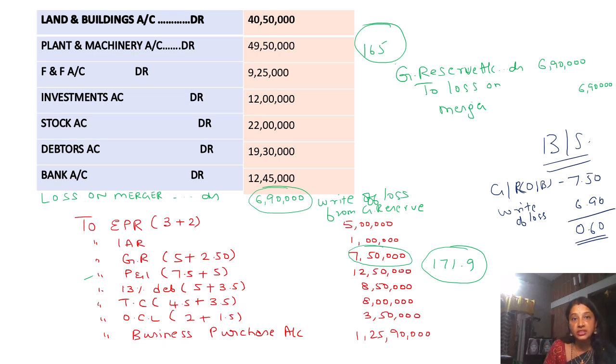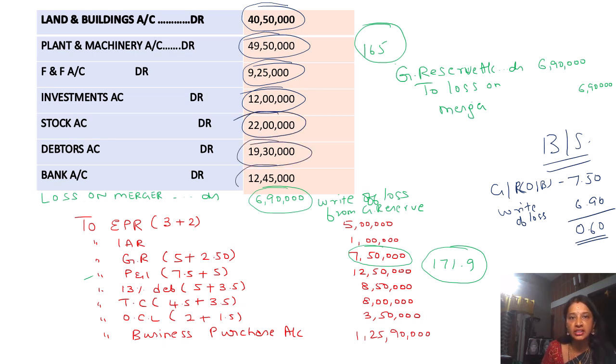Now all these things will appear in the balance sheet. You will show land and buildings at so much price. Take a screenshot of this. When I do the balance sheet, you should know where you got this amount from. Plant and machinery 49,50,000. Furniture and fixture 9,25,000. Investments 12 lakhs. Stock 22 lakhs. Debtors 19,30,000 and bank balance 12,45,000. Now this will not be there because this entry is debited and simultaneously you have credited over here, so this will not appear in the balance sheet.